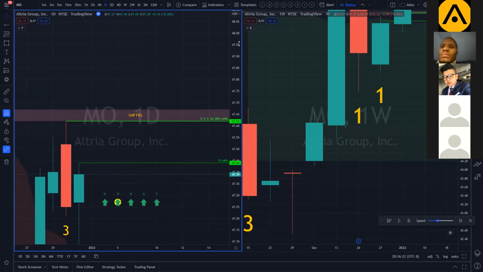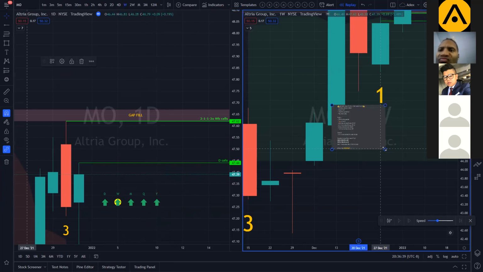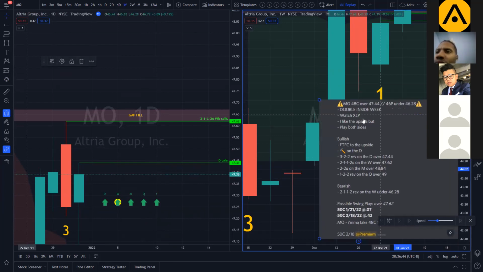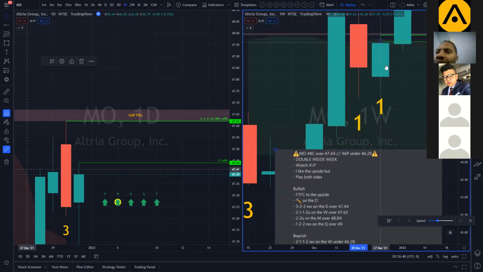And this is where the watch list comes back. And so this is where my watch list comes back, right? When I say, because I'm going to read it, how you can read this. Okay, so double inside week, we got that on the weekly time frame. Okay, double inside week. Bullish, full time frame continuity to the upside, check.